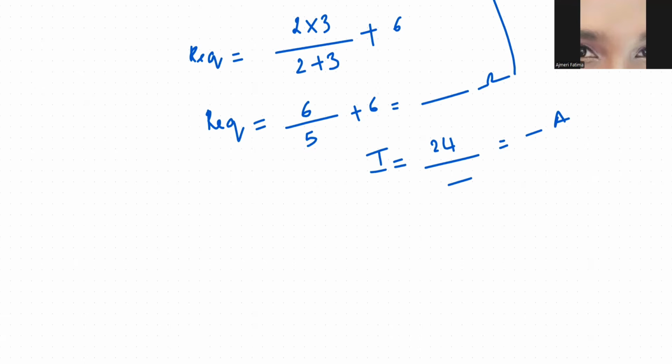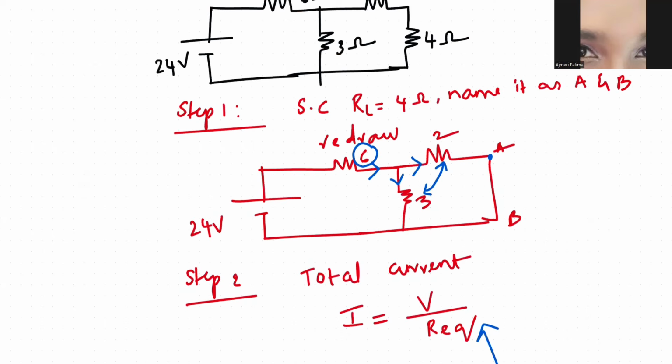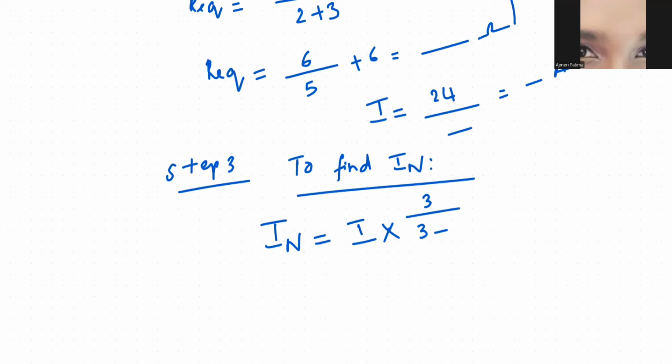Now what is the third step? Step number 3: to find Norton's current. What is the formula? IN is equal to the total current in the circuit, which you just got in the second step, into, this is important, the resistance opposite to the short circuit. That is 3, so 3 by 3 plus 2. You should take 3 by 3 plus 2. Why are you taking 3? Because it is opposite to the short circuit. So you will get the value of Norton's current, IN. Okay, so this is over.